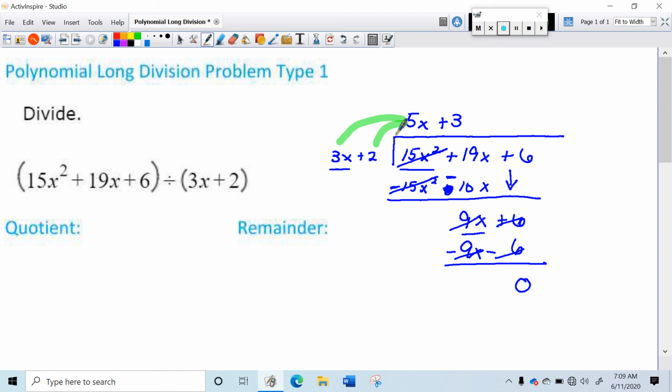The quotient is the number up top, 5x plus 3. And the remainder is what was left down here, which is 0. Remainder is what's left when you don't have any more numbers to bring down. So that one came out perfectly.